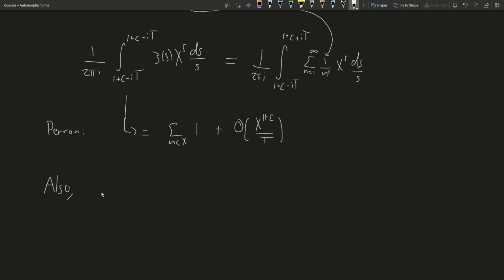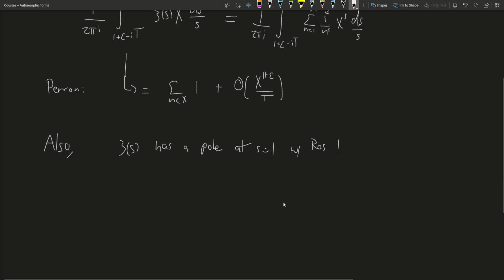So the second way of evaluating this integral that we're going to be talking about in this lecture is just using the analytic properties of the zeta function. So zeta of s has a pole at s equals 1 with residue 1. This is something you can look up.